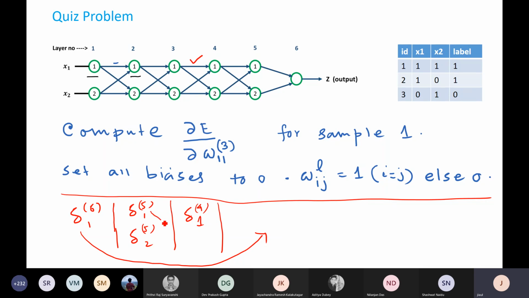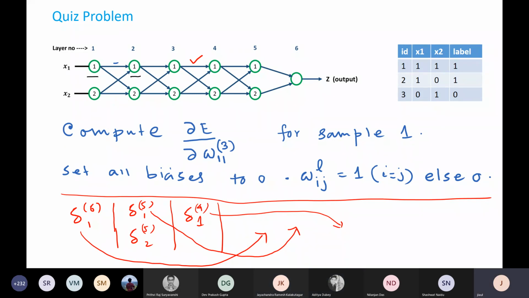So in order to compute delta 5 1, what are the quantities I need? Delta 6 1 and f dash of I51. That's right. And in order to compute this one, what are the things I need? Delta 5 1, delta 5 2, and the W's of W4, W411, W413, and so on.